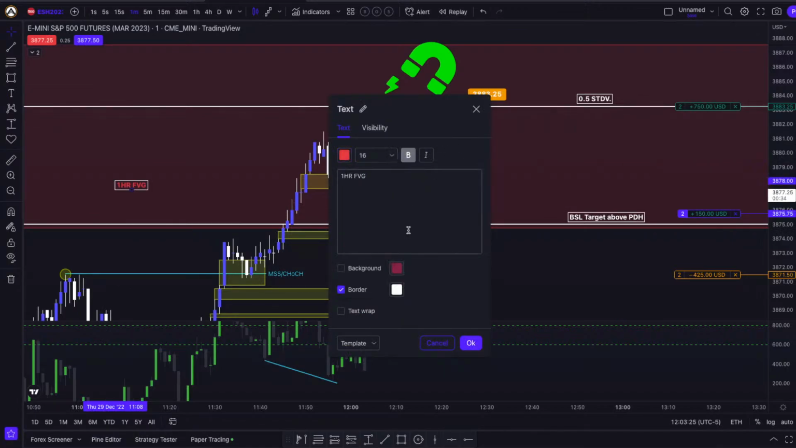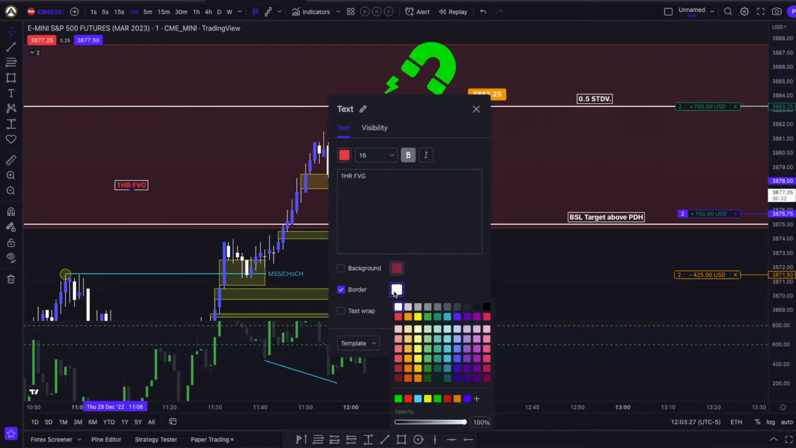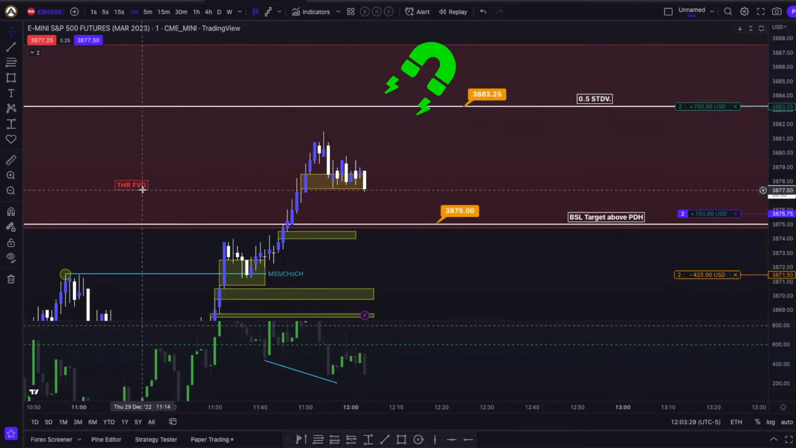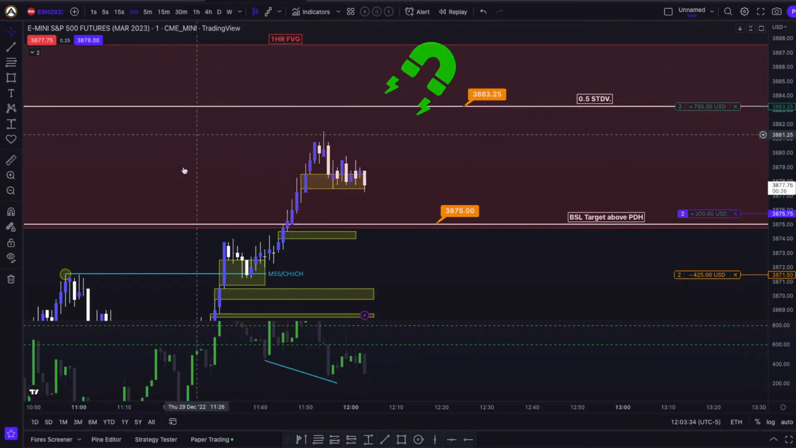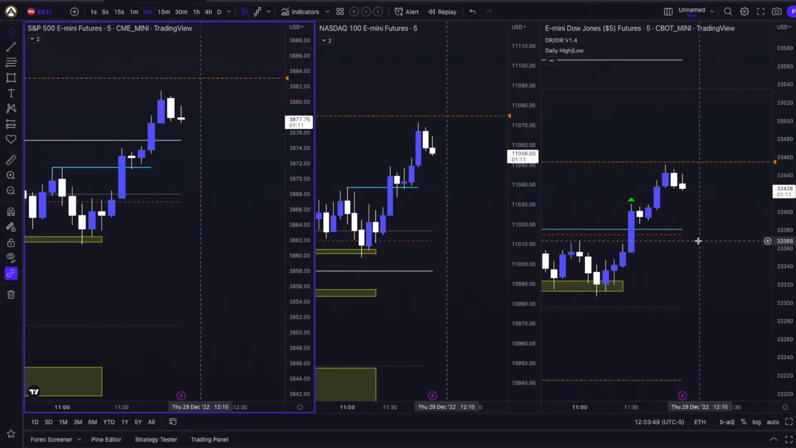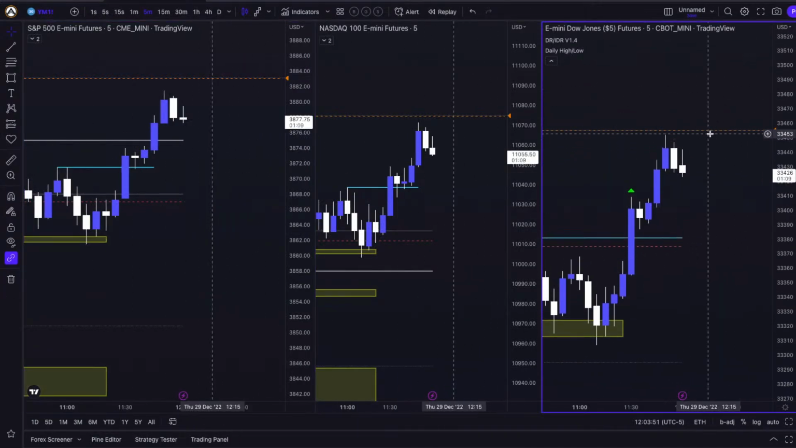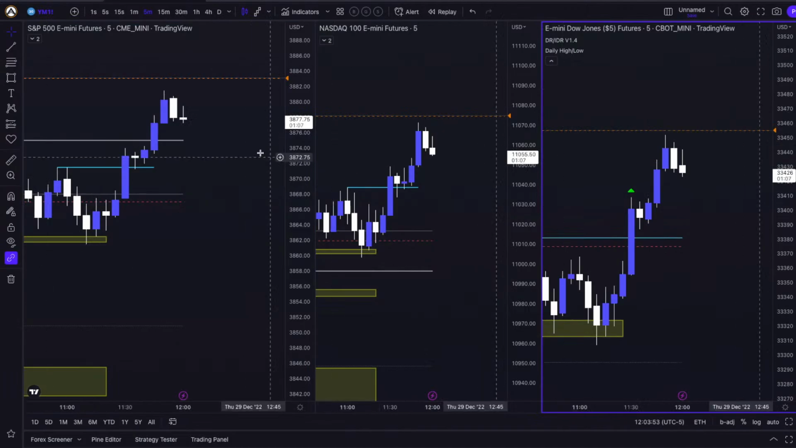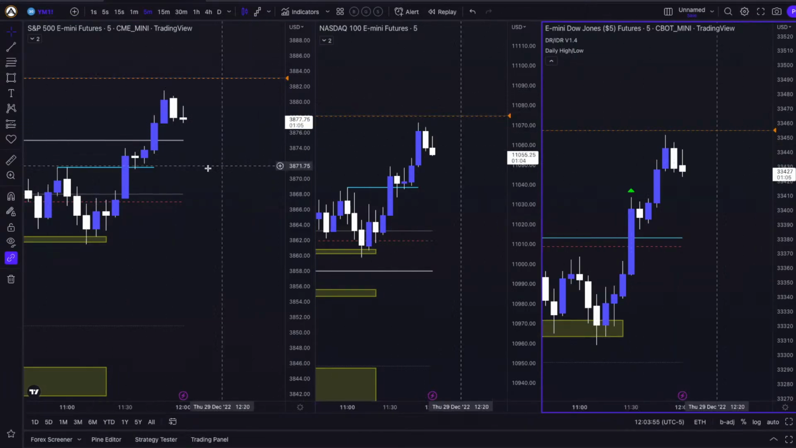So this bigger fair value gap here, colored in red, is our higher time frame 1 hour fair value gap right here, which we are currently inside of. All right, I guess now it's just patience until we finally hit the 0.5 standard deviation. We can go over to ES. They're pretty much all doing the same thing. Got really close to our 0.5 standard deviation. So now we just have to wait.